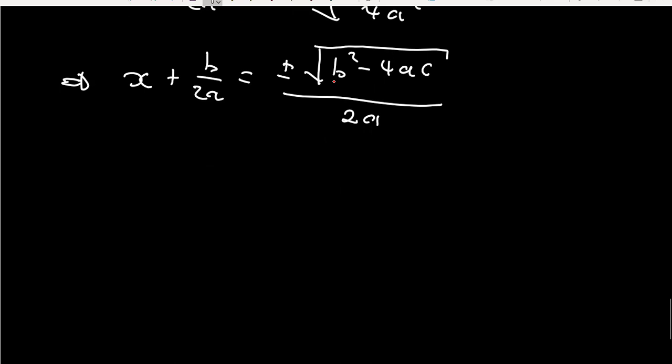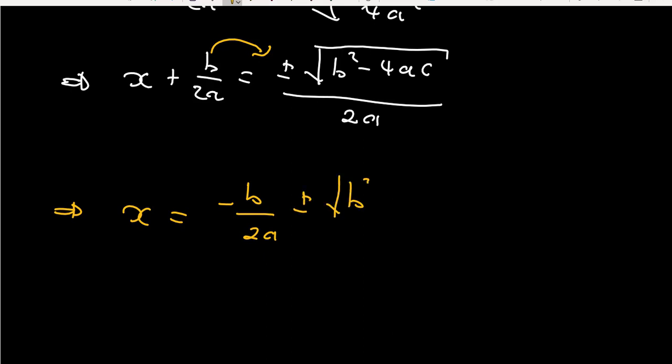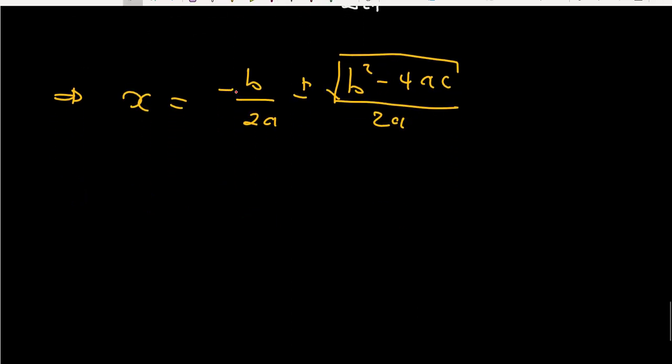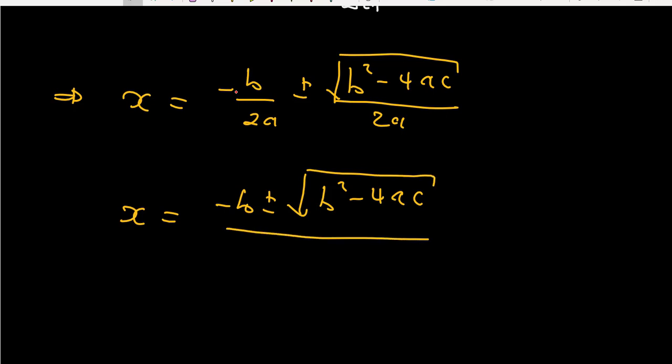So I'm going to send b on 2a on this side of the equation. So I get x is equal to negative b on 2a plus or minus the radical of b squared minus 4ac, all of this divided by 2a. And so, since they have a common denominator, we finally get the value of x. So x will be equal to negative b plus or minus the square root of b squared minus 4ac, all of this over 2a.